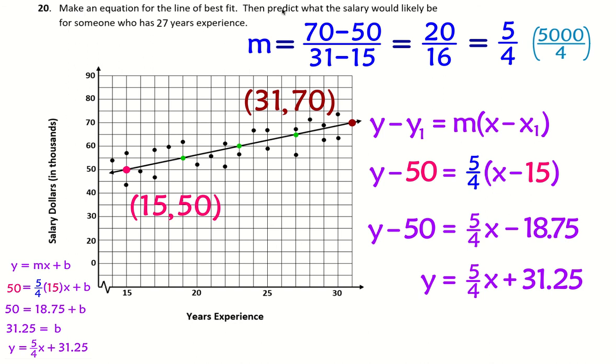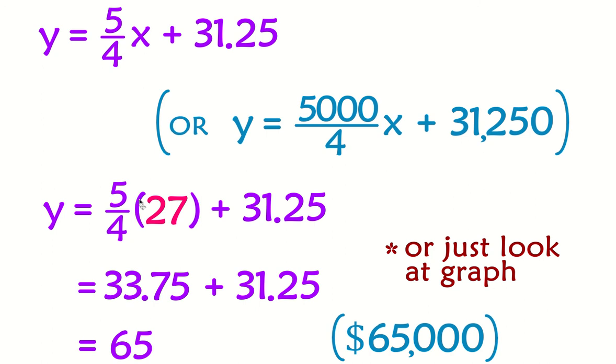And then as far as the prediction for 27 years, well, look, people, 27 is right here. You can just eyeball that on your line. So the other part of your answer here would be, it looks like $65 or $65,000. Because look, it's right here on the line, right here in bounds, right here, 27 years. You can just go up to your line, and 65,000. So I think, yeah. Oh, I did it right here.